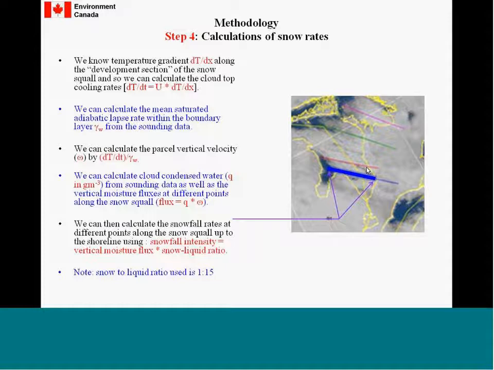I don't want the temperature to be warm, so I use kind of an arbitrary level, 1 to 15, and it needs further work to have a better snow-liquid ratio. But here I use 1 to 15, but you should always calibrate the final result using different snow-liquid ratios.